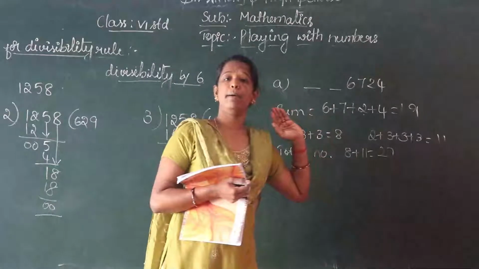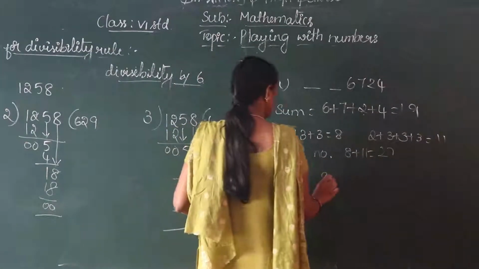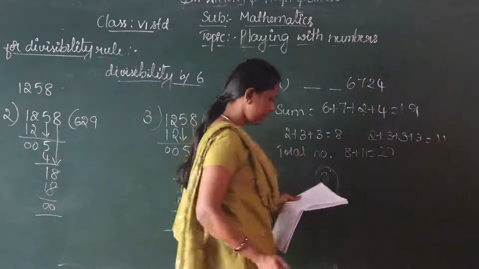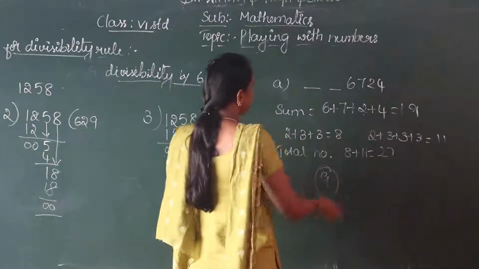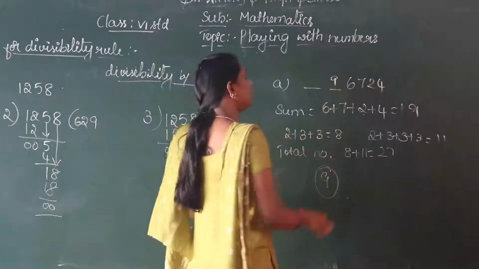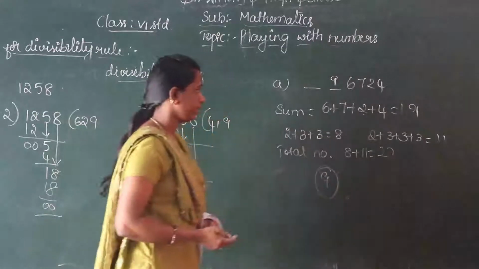27 is divisible by 3. 3 9s are how much? 3 9s are 27. Then we can write it as 9 is the greatest number, and the smallest number means 11 minus 8 you get 3. Is it right?